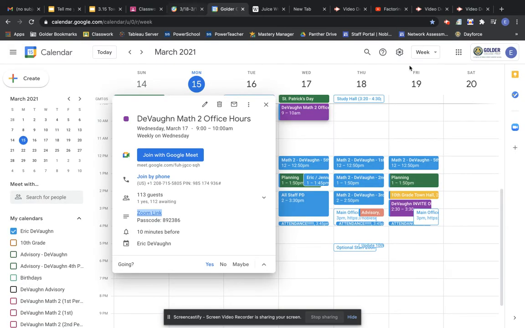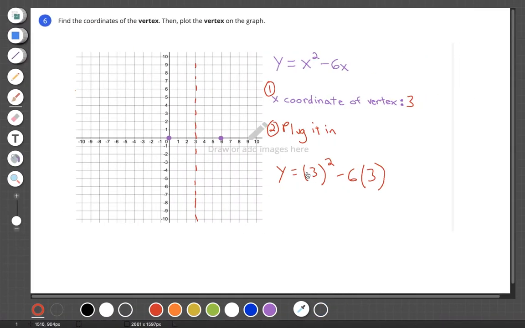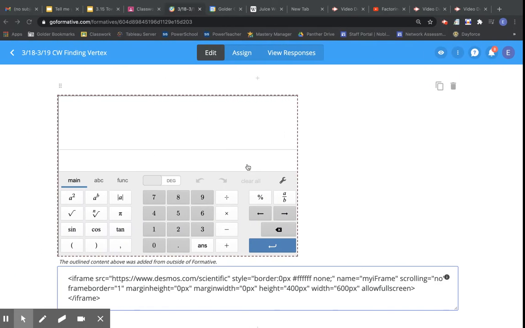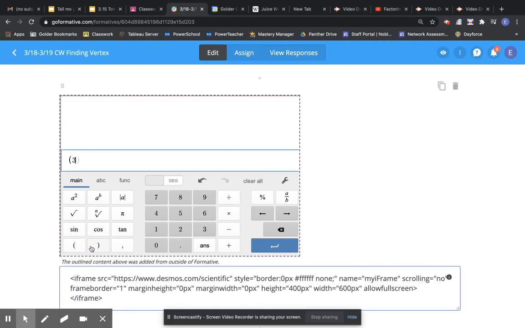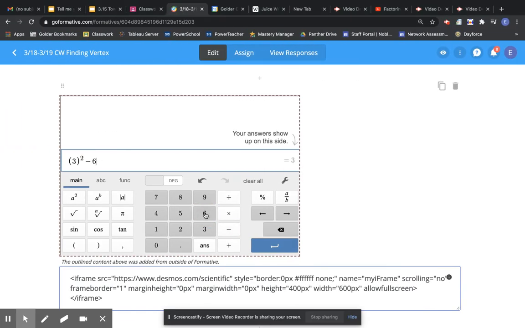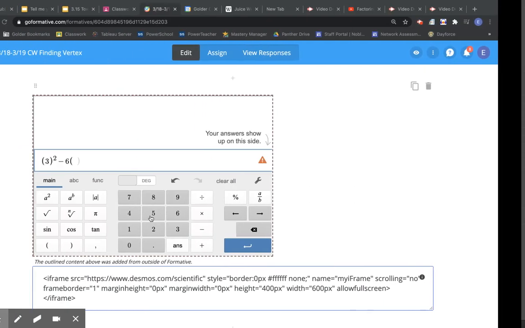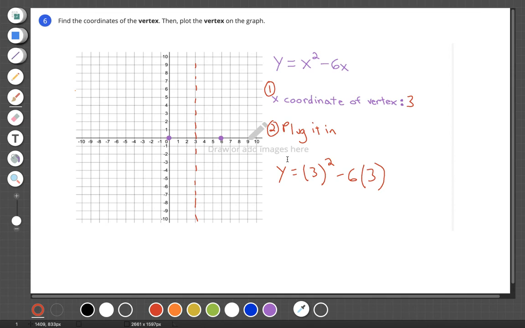Where's my calculator? Here we go. So don't overthink it. You just have to look exactly like this. Parentheses 3, parentheses squared, minus 6, parentheses 3, parentheses. The square button's right there. Then minus 6. Then parentheses 3. Close my parentheses. Whoops. And see, if it starts looking weird, that's okay. Just back up and make sure you get it right. Minus 6, parentheses 3, then close your parentheses. And we get negative 9. So y equals negative 9.